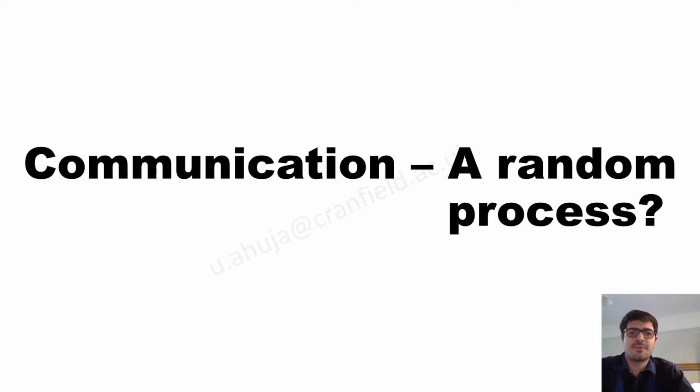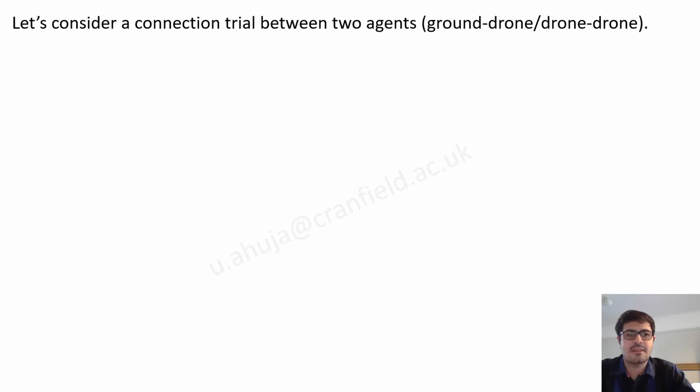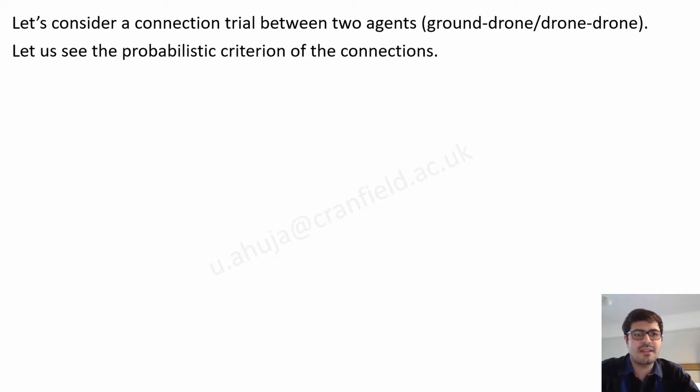So we want to discuss more about the communication as a random process. We need to add some mathematics into it. In this case, we consider a communication connection trial between two agents, ground to drone or maybe drone to drone. Consider anything, it's not important at the moment. The thing is that let us see the probabilistic criterion of the connections.